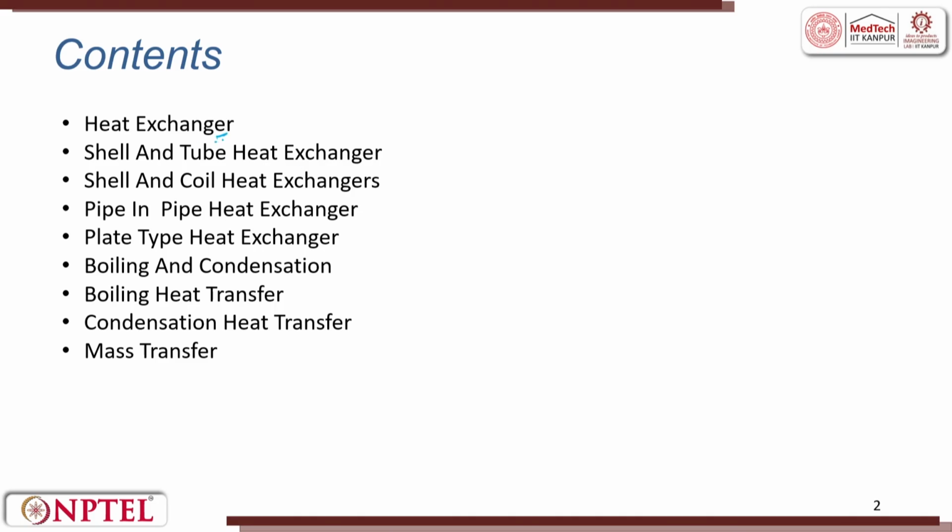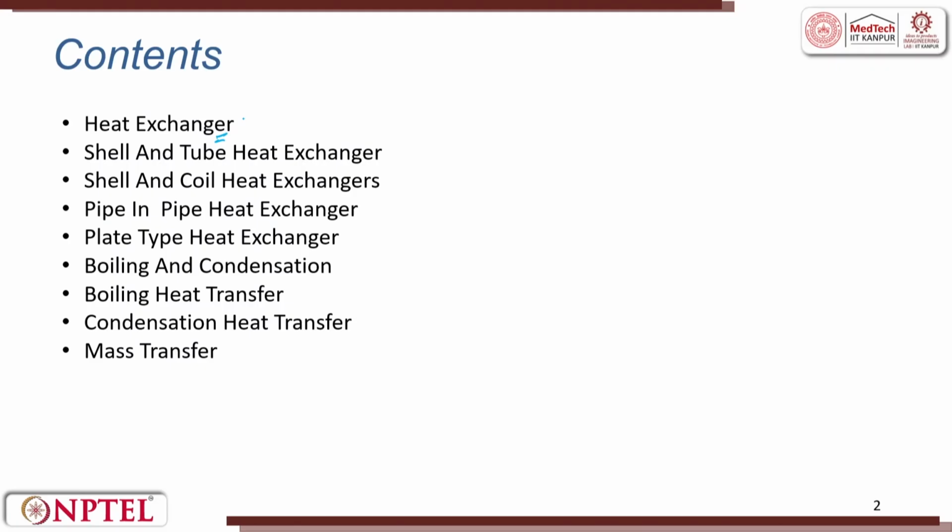What is a heat exchanger? By the word itself you can understand there is an exchange of heat. It can be between two fluids, or between the fluid and the surrounding. The exchange can be higher to lower temperature or lower to higher temperature, whatever it is. So, shell and tube heat exchanger, shell and coil heat exchanger, then pipe and pipe heat exchanger, plate type heat exchanger, boiling and condensation, boiling heat transfer, then condensation heat transfer. Finally, we will try to see the mass transfer.